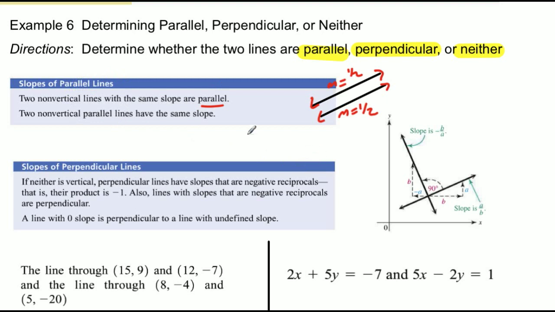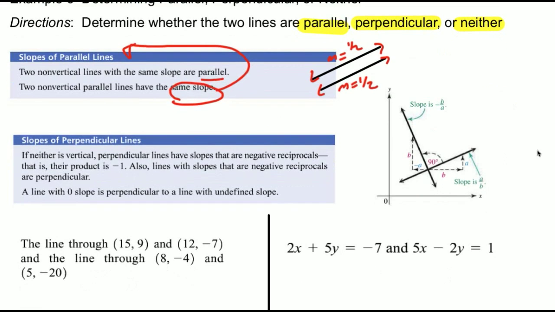Really, check this out. The only thing that you have to know about parallel lines is that they have the same slope. That's the most important thing right here. Okay, so parallel lines have the same slope. All right. Now, what about perpendicular lines?